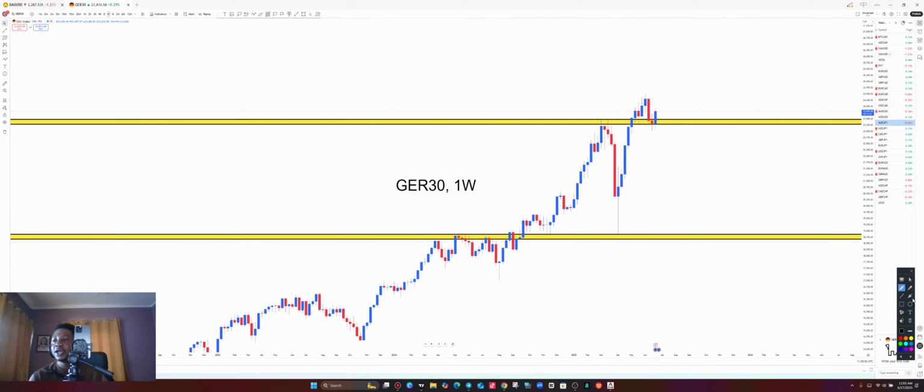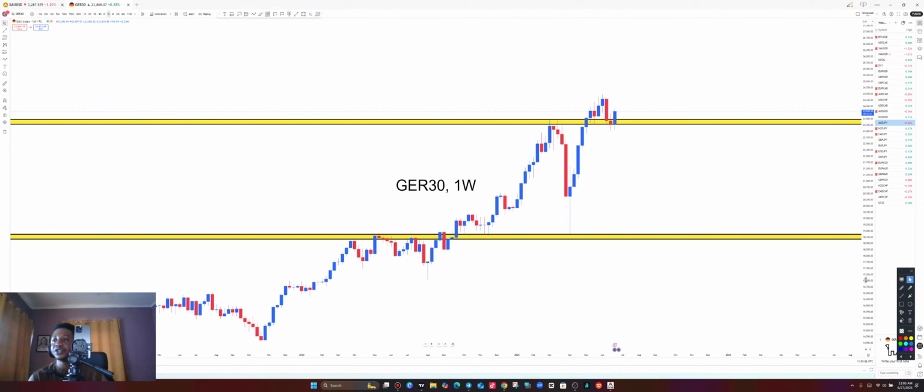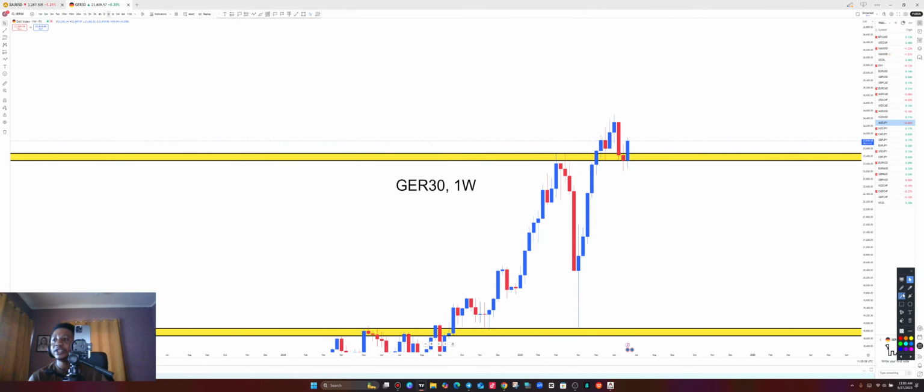So Germany 30, we are going to be looking for buying opportunities which will take us all the way to the upside. Simple as that. How do we pick the buys to the upside? Let's consult the daily and the 4-hour time frame for the entry. All right, so on to a daily time frame.